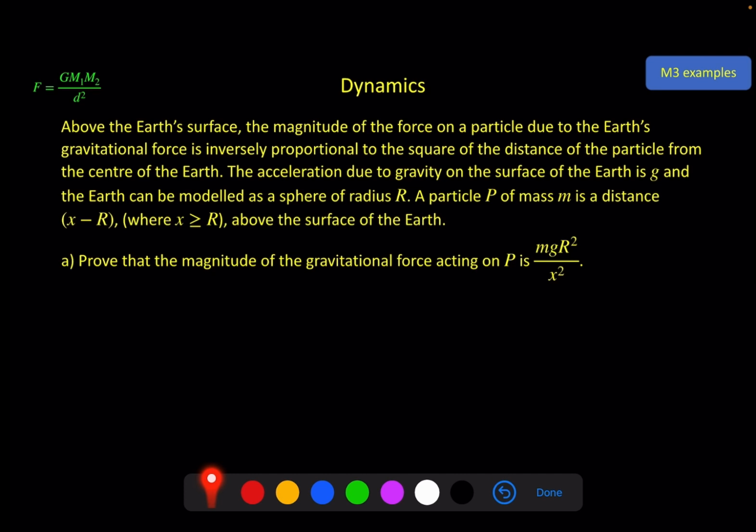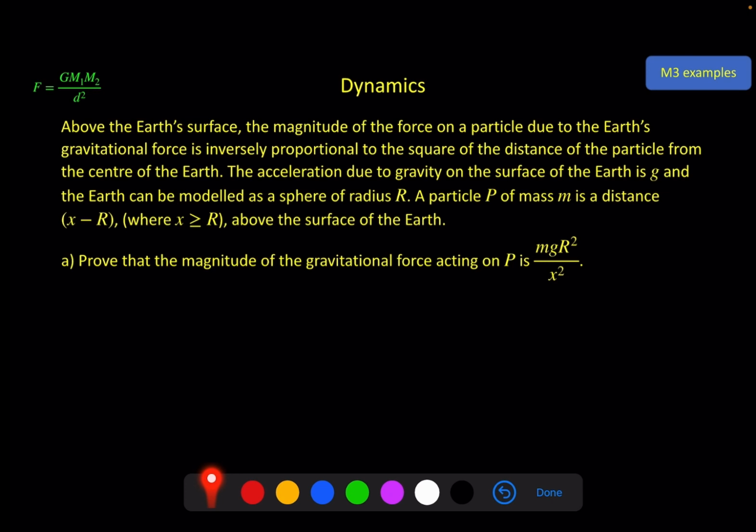So for example, if x is equal to r, then x minus r, the radius of the Earth, is 0. So it's on the surface, but it's still a distance of r away from the center of the Earth. As it goes above the Earth's surface, let's say it's 50 meters above the surface of the Earth, then x minus r is 50, therefore x is 50 meters plus the radius of the Earth. And the question we're being asked is, prove that the magnitude of the gravitational force acting on P is this.